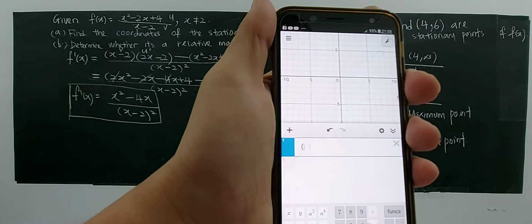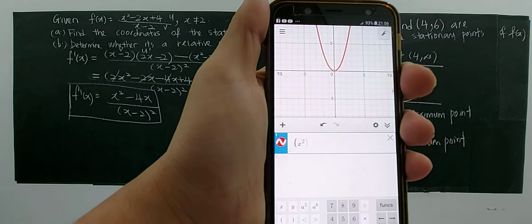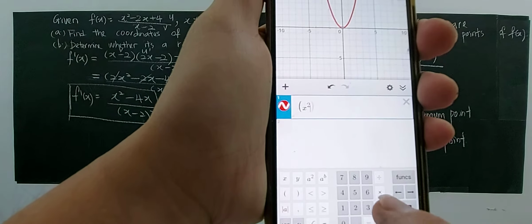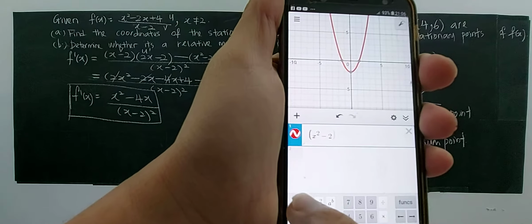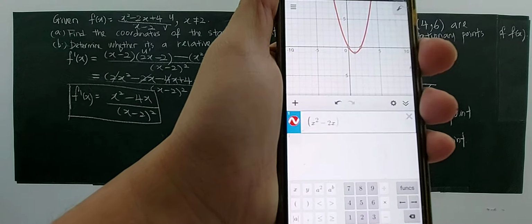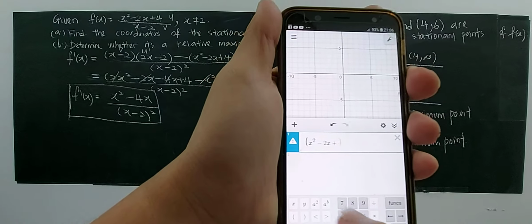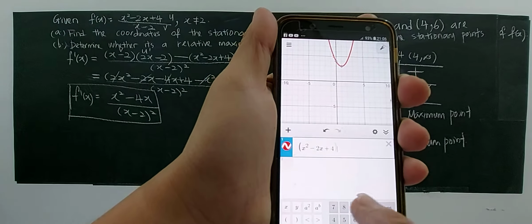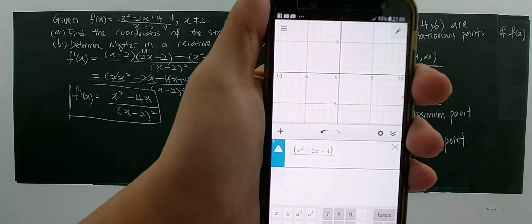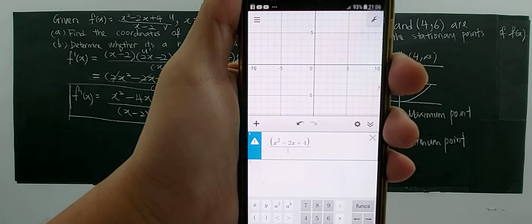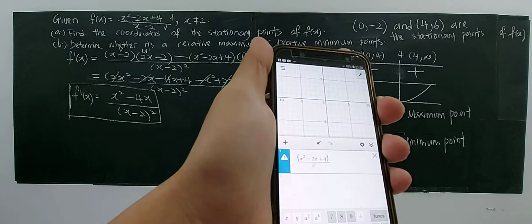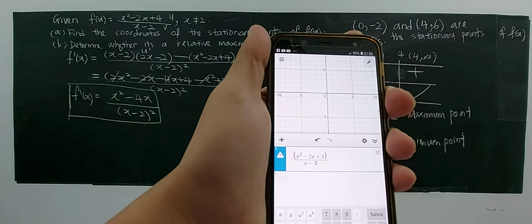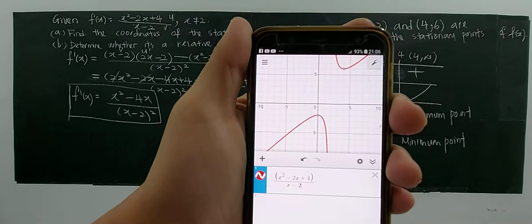So it's x to the power of 2 minus 2x plus 4, right? Then divided by x minus 2. Then you can see the graph.